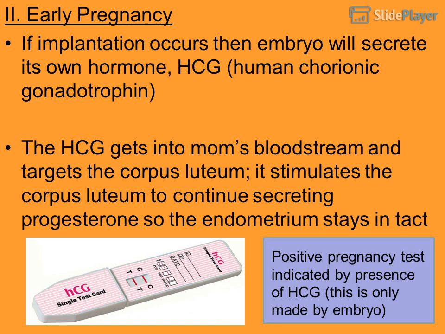2. Early pregnancy. If implantation occurs, then embryo will secrete its own hormone, HCG, human chorionic gonadotrophin. The HCG gets into mom's bloodstream and targets the corpus luteum. It stimulates the corpus luteum to continue secreting progesterone so the endometrium stays intact. Positive pregnancy test indicated by presence of HCG. This is only made by embryo.